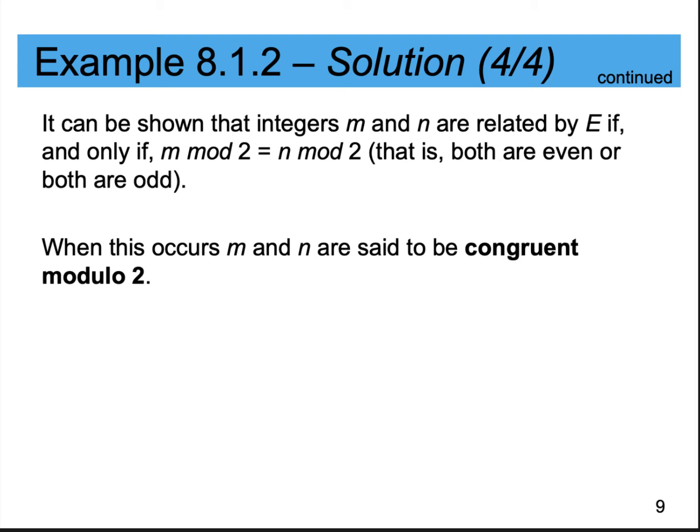Now, when you have two values, that the modulo 2, modulo with base 2, of those two values is the same, which means that the remainder is the same, you're going to say that those two values are congruent modulo 2.